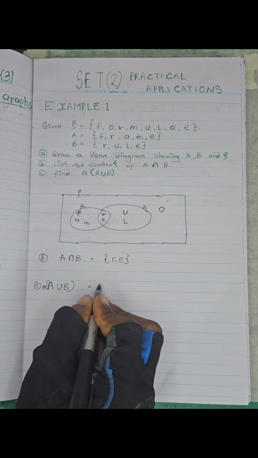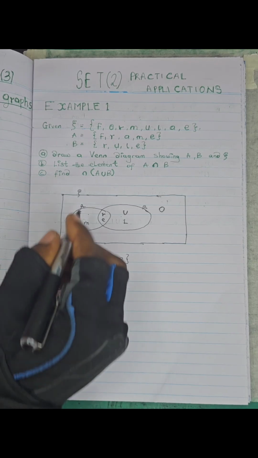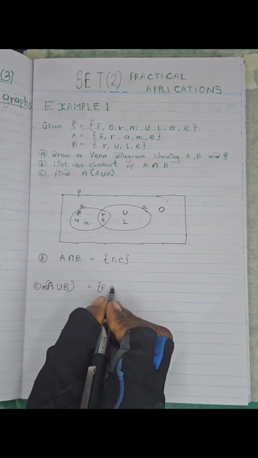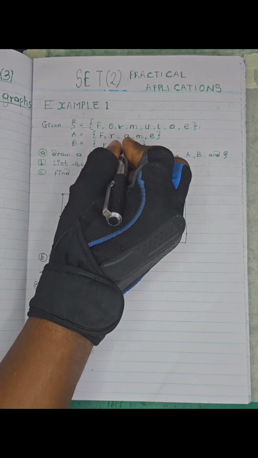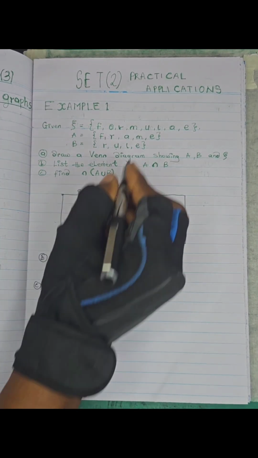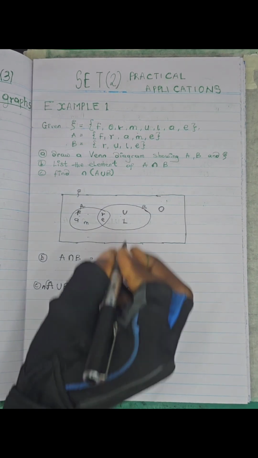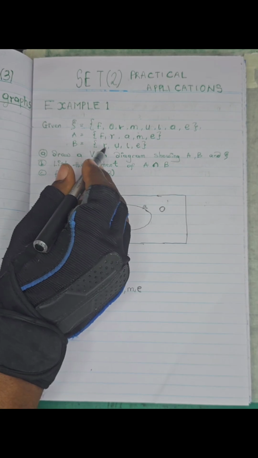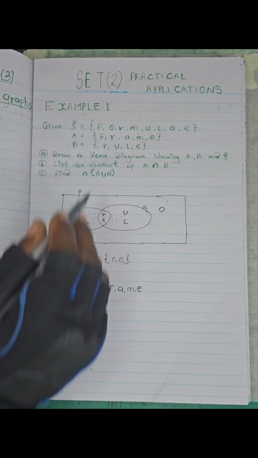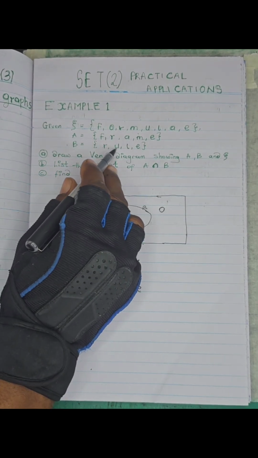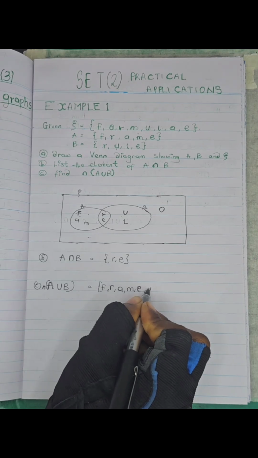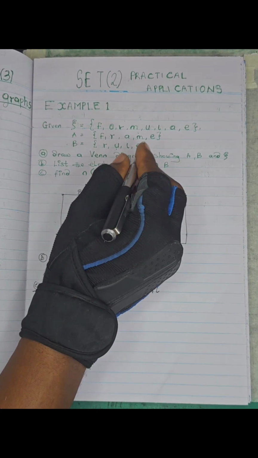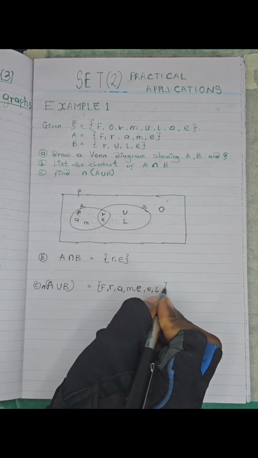So it simply goes like this. We start with F, R, A, M, E. We've done A. Then when we are doing B, don't repeat anything. First element is R. We've already put R, so you're not repeating it. You leave it. U, L, and E has already been written, so we don't need to repeat. So these are the elements.